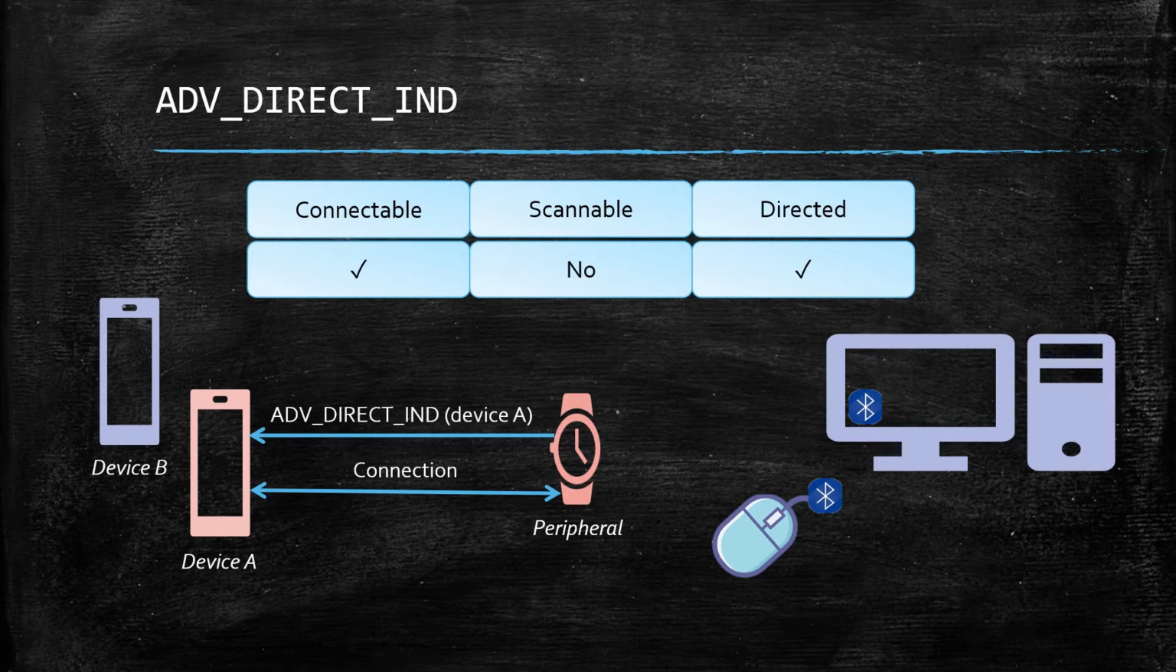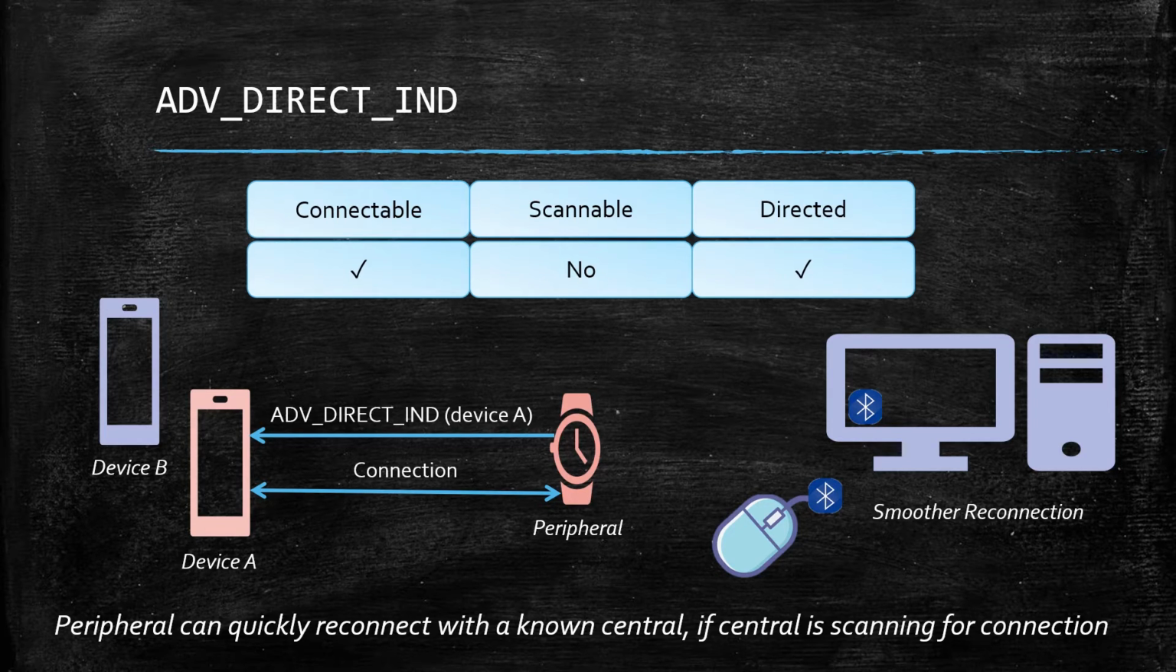So using this type, the reconnection becomes smoother, such that the user never even realizes that the device is reconnected. Thus, this type can be used by a peripheral when it is interested in quickly reconnecting to a known central, assuming that the central is also trying to establish a connection with it.